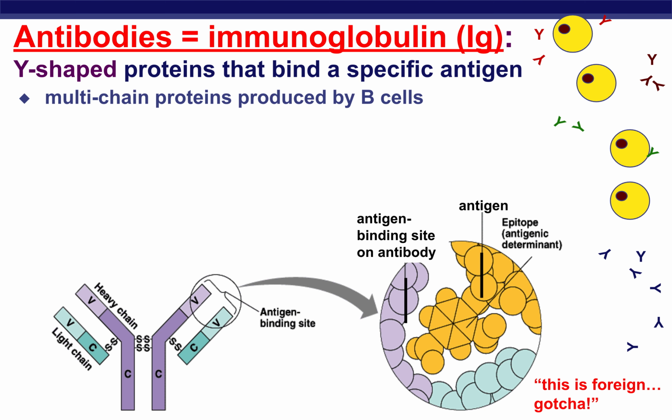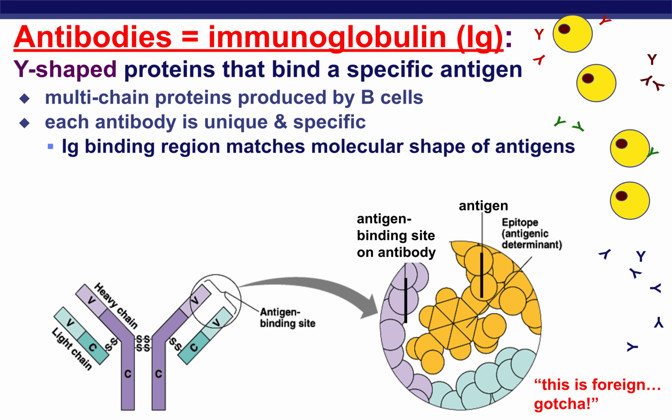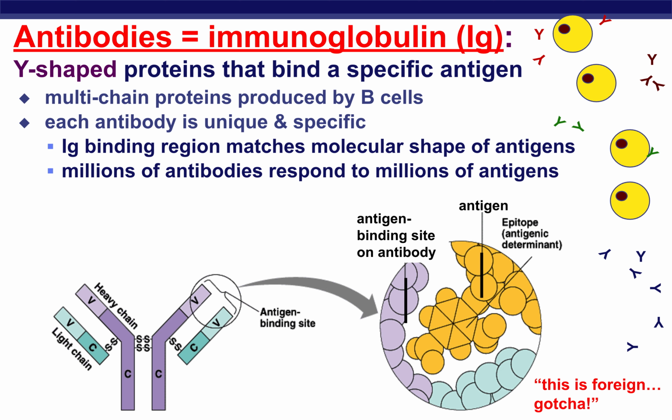Okay, so these are multi-chain proteins made by B cells, and each antibody is unique and specific to the antigen they're making. So a B cell that makes one kind of antibody only makes antibodies against that antigen. All right. Ig is sometimes the short name that we give antibodies, for immunoglobulin. And they're going to bind to molecular shapes of antigens. You're going to make millions in your body because you have millions of different B cells. You're also going to make millions potentially of different antibodies to respond to particular antigens.